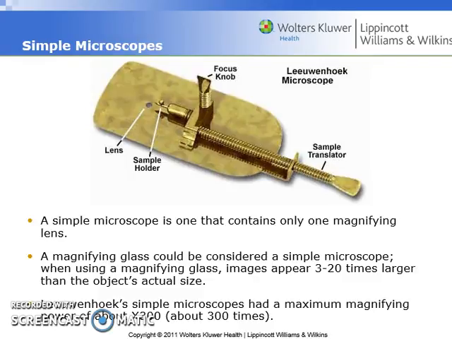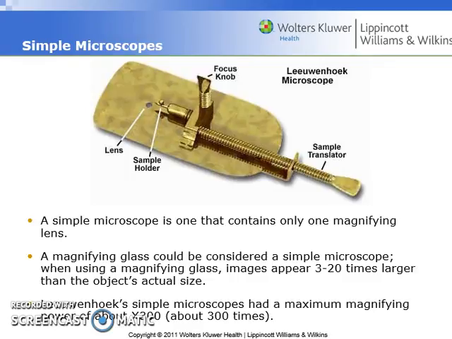So let's first start off talking about simple microscopes. A simple microscope is a microscope that has just one magnifying lens to it. And what that means is that you simply take one lens and you look at your specimen, very similar to that of a magnifying glass, right? Now, a magnifying glass is going to allow an object to appear 3 to 20 times larger than its actual size. And so it's a very simple tool that's used to allow us to enhance our view.